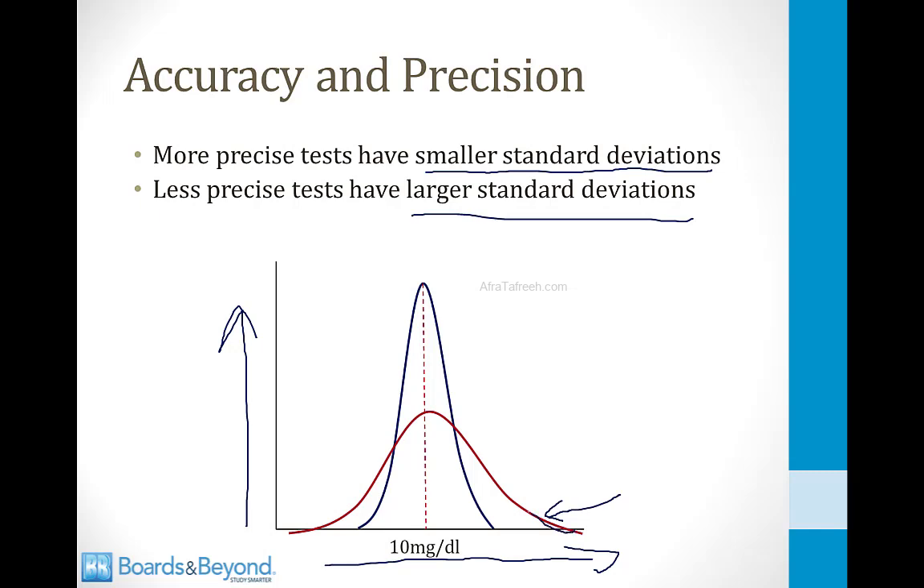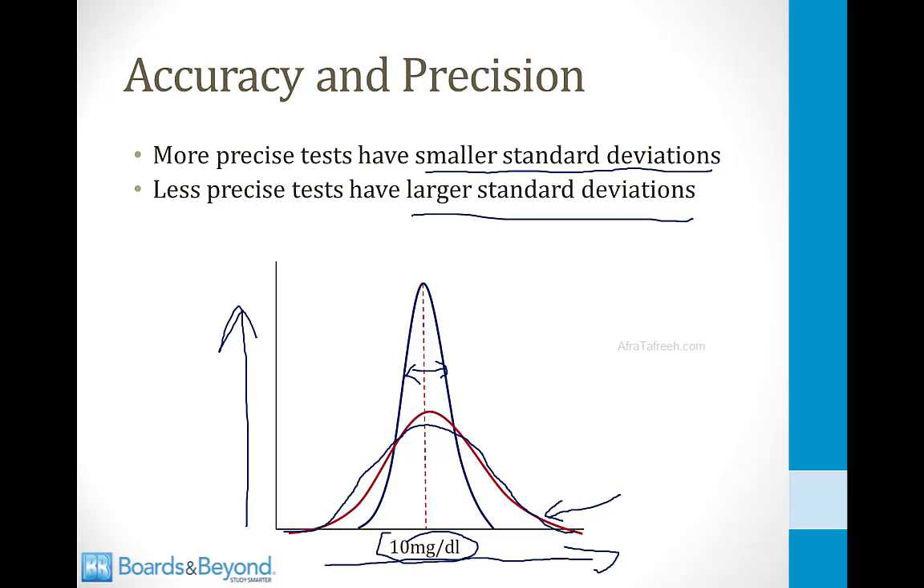Well, the red curve is getting numbers that are spread out all over the place like this. There's a large distribution of test results. There's going to be a large standard deviation. So the red test is relatively imprecise. The blue test, on the other hand, has a relatively tight distribution of test results around the mean value of 10. So we can tell from looking at this that the blue test results are going to be more precise.